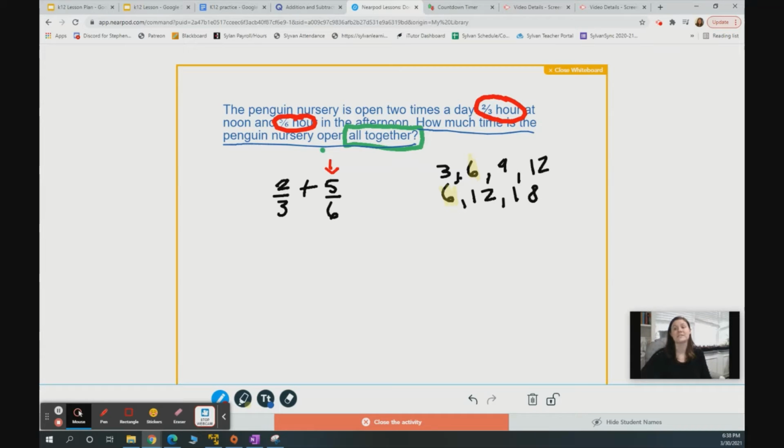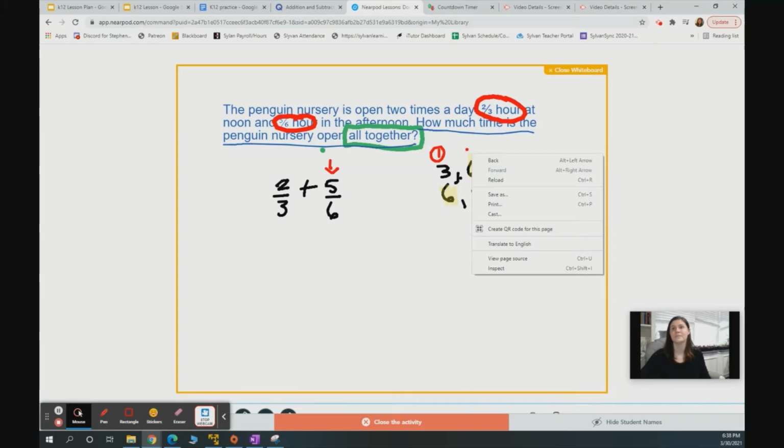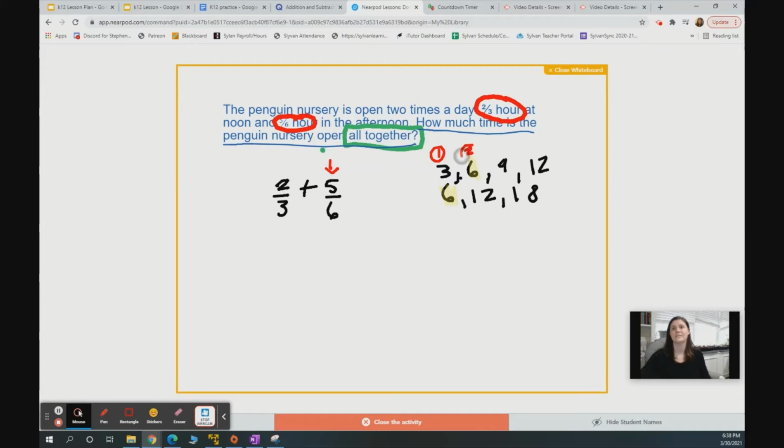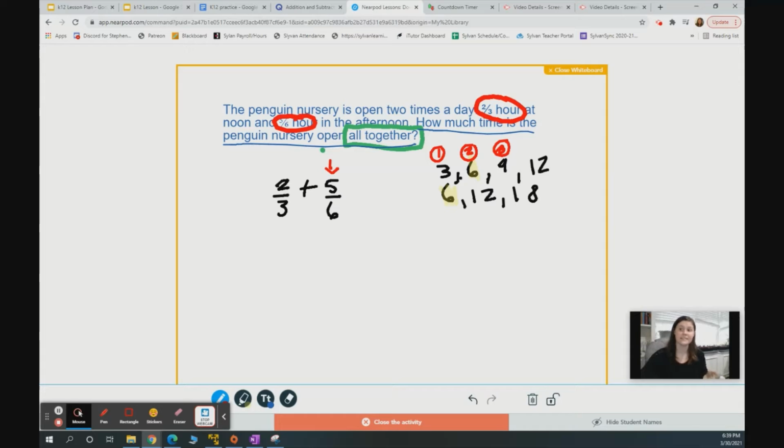So I need to ask myself, 3 times what gives me 6? Well, I have an easy way to do that here because I just counted my multiples. So 3 times 1 was 3. 3 times 2 is 6. And then 3 times 3 was 9. And I could keep going if I wanted to. But I'm going to stop because I have 6 and that's what I needed. So 3 times 2 is 6.